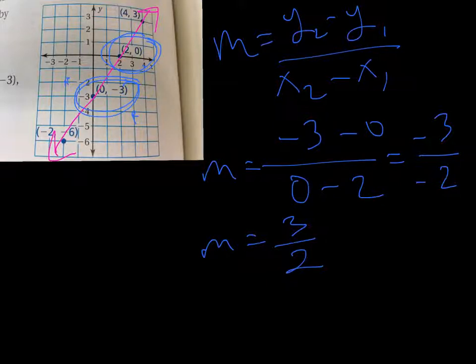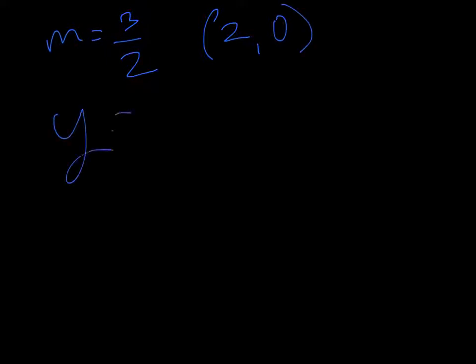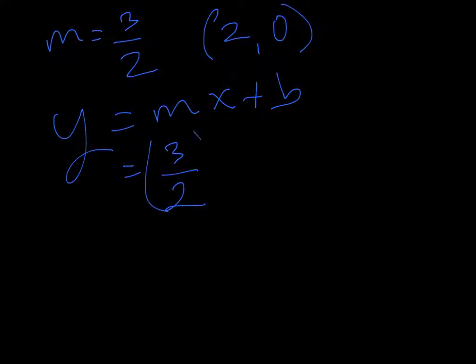Now I'm going to take m equals 3/2, and I'm going to take one of these points and plug them into y equals mx plus b. So if I have m equals 3/2, and I'm going to choose the point (2, 0), just because it has a 0 and it's positive 2, and plug it into y equals mx plus b. So I'll plug in 3/2 for m, my x and y there, so I'm going to plug in 2 for x and 0 for y plus b.